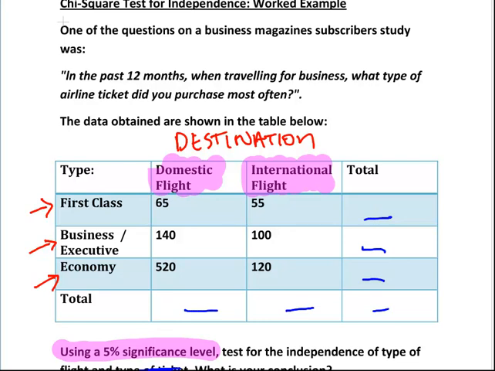It seems to be the case that there is a connection between flight destination type and ticket type. So we leave that there.